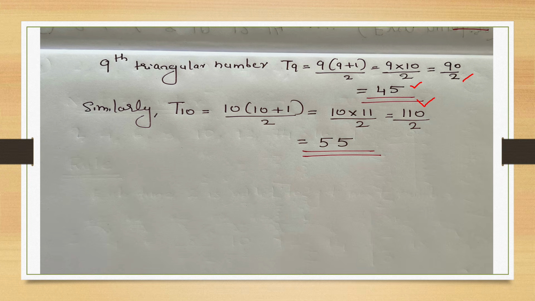Then we have to find 10th triangular number, T10 is equal to 10 into 10 plus 1 by 2. That is 10 into, what is 10 plus 1? 11 by 2. 110 by 2. That is 55. So, 10th triangular number is 55. Okay, so you got the sequence. So, the sequence is 1, 3, 6, 10, 15, 21, 28, then 36, 45, 55.